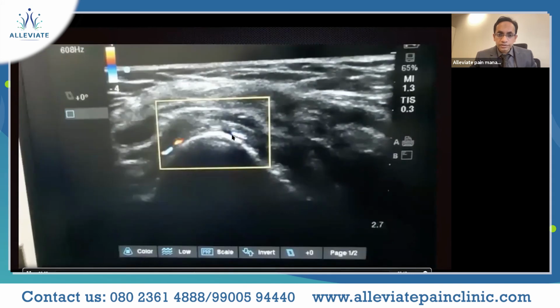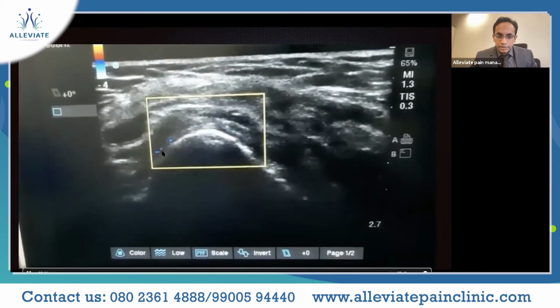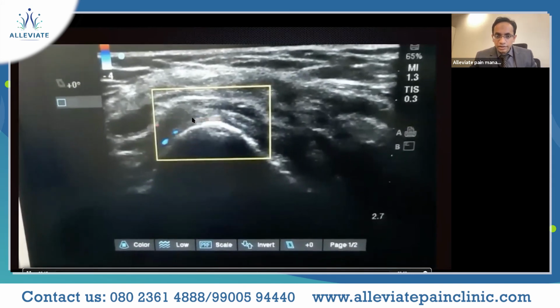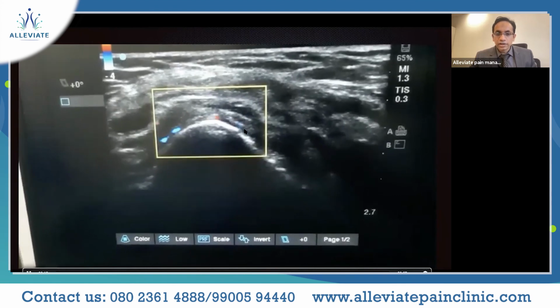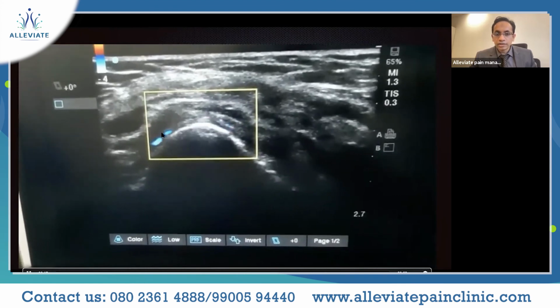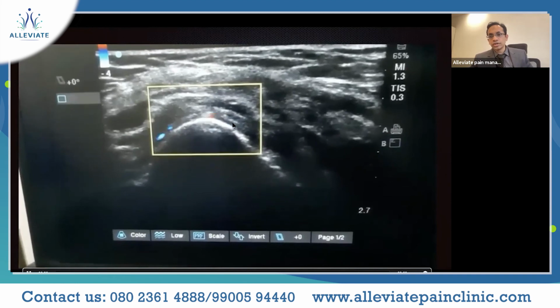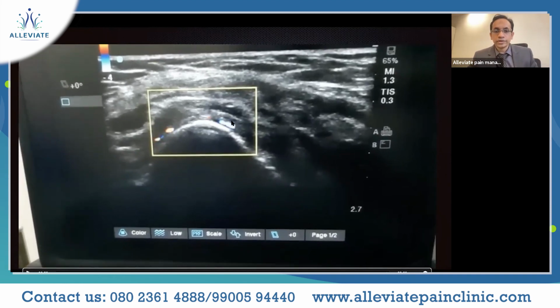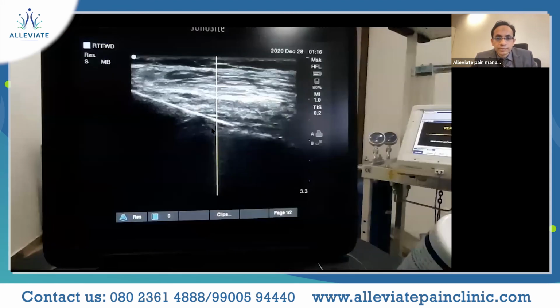So what you see over here is the Doppler, and this is how an artery looks. Okay, and this is going to be a target because the nerve is close to the artery, and we are going to target this structure, which is the artery, because the nerve is quite close to it, and we are going to do an ablation of that particular nerve. Next up is this video. Let me play this.